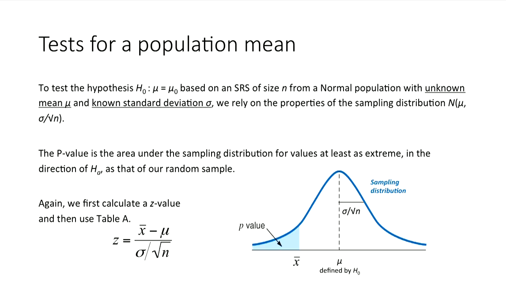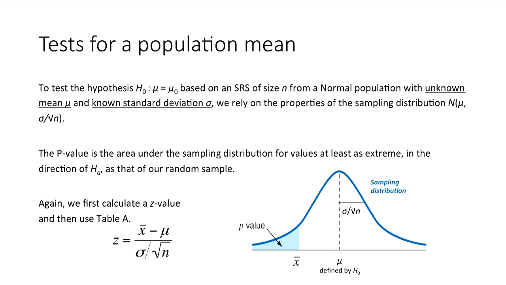As we've talked about before, the p-value is the area under the sampling distribution for values at least as extreme in the direction of our alternative hypothesis. In other words, in the direction of our random sample. And we utilize a tool that we've utilized many times before, our z-scores. So what we do to calculate these z-scores is we take our sample mean, we subtract the hypothetical population mean, and then we divide that by the standard deviation, sigma, of the population, divided by the square root of n.